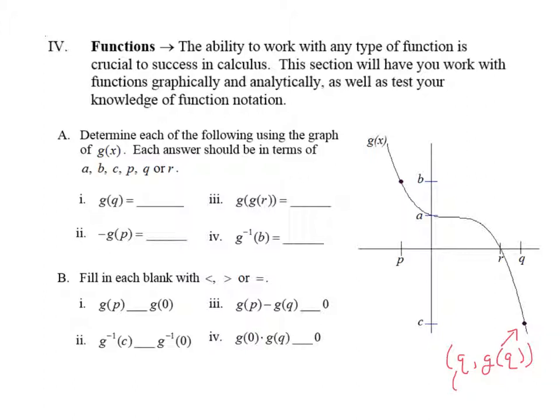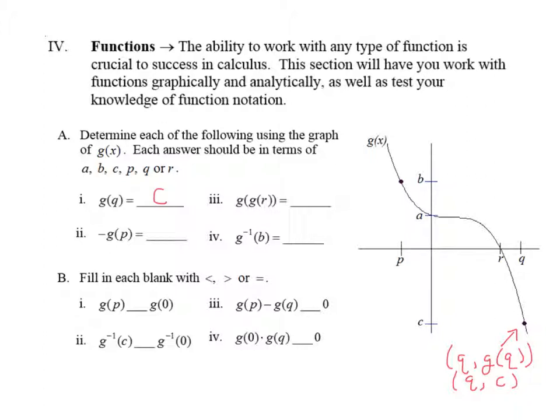So we could label this point in two ways. We could label it q, g of q. We could also label it as q comma c, because we see that c is the y value at that point. So that must mean that g of q equals c. Hopefully that's what you were thinking, but if not, there we go. I just did the first one for you. So see if you can do items 2 and 3, and then check your answers in the back with the answer key.